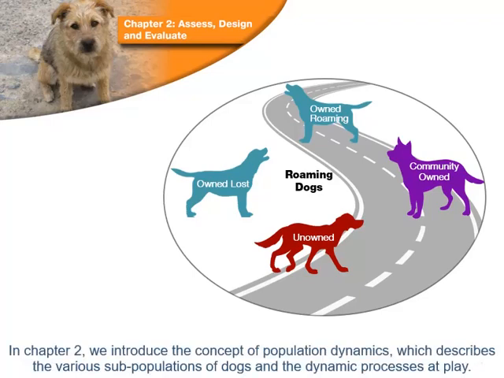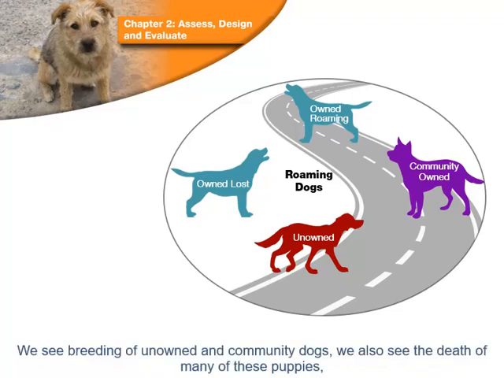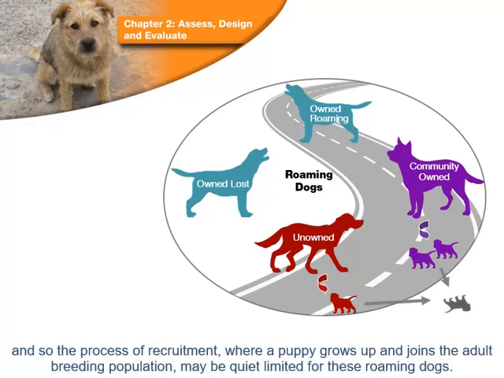In Chapter 2, we introduce the concept of population dynamics, which describes the various subpopulations of dogs and the dynamic processes at play. There are several dynamic processes that act as sources of roaming dogs. We see breeding of unowned and community dogs. We also see the death of many of these puppies. And so the process of recruitment, where a puppy grows up and joins the adult breeding population, may be quite limited for these roaming dogs.